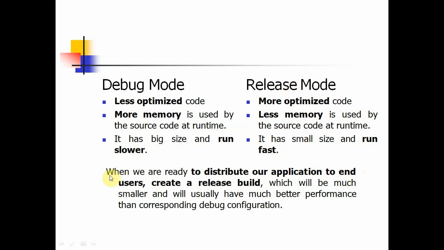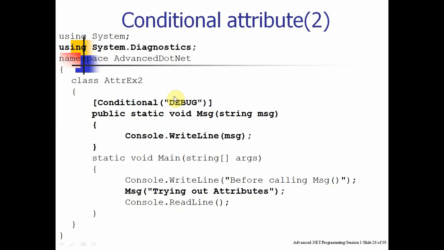सो यहाँ वी हैव रिटन हियर, व्हेन वी आर रेडी टू डिस्ट्रीब्यूट आवर एप्लीकेशन टू एंड यूजर, क्रिएट ए रिलीज बिल्ड which will be much smaller and will usually have much better performance than the corresponding debug configuration. So while running we use these two modes, debug mode and release mode. So this debug mode we are using in our conditional attribute. So we have written here debug mode. So this message function will only execute when we use debug mode.